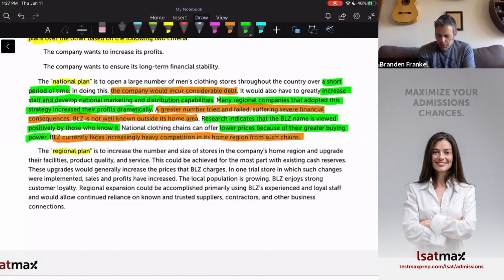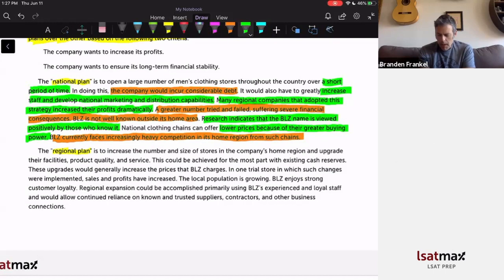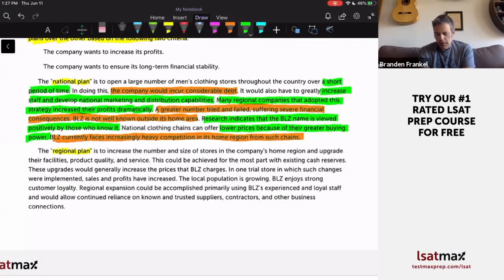This could be achieved for the most part with existing cash reserves. These upgrades would generally increase the prices that BLZ charges. In one trial store in which such changes were implemented, sales and profits have increased. The local population is growing. BLZ enjoys strong customer loyalty. Regional expansion could be accomplished primarily using BLZ's experienced and loyal staff, and would allow continued reliance on known and trusted suppliers, contractors, and other businesses.